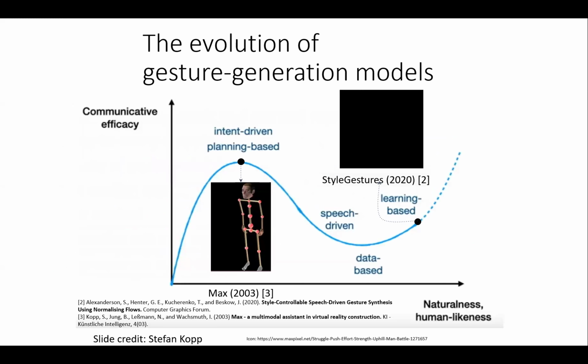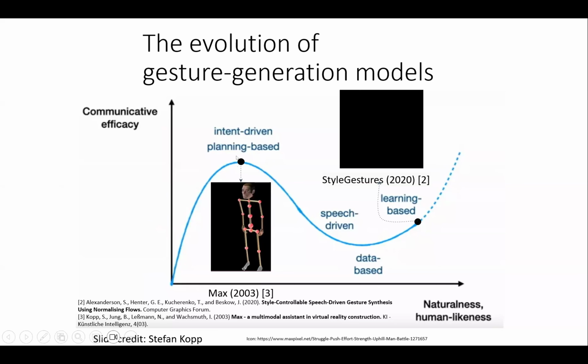This is a really nice figure from Stefan Kopp, a well-known gesture researcher, that I think many of us feel is an accurate depiction of the field. This axis is how effective the communication is, and this is how realistic the motion is. These early systems, this happens to be one of his, but there are a bunch of us who were building these early systems 20 years ago, actually communicated reasonably well because they were using rule-based systems. There were lots of issues with that, but they would communicate fairly well.